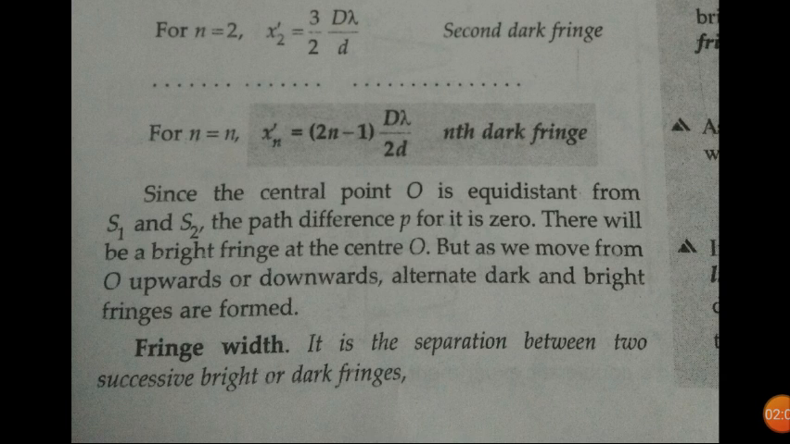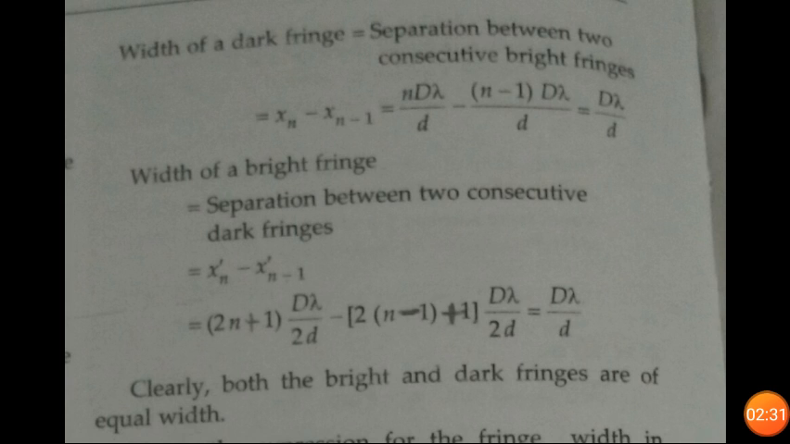So it is written here, fringe width is the separation between two successive bright or dark fringes. When we have to find out the width of a bright fringe, we will find out the separation between two successive dark fringes. And when we have to find out the width of a dark fringe, we will find out the separation between two successive bright fringes. So here you can see width of dark fringe. When we have to find out, we will find the separation between two consecutive bright fringes.